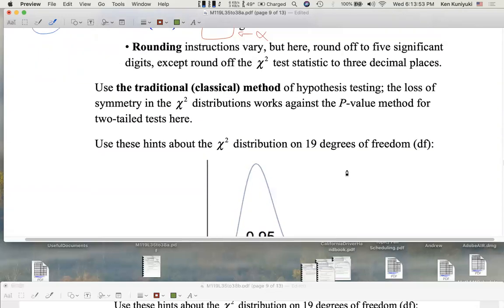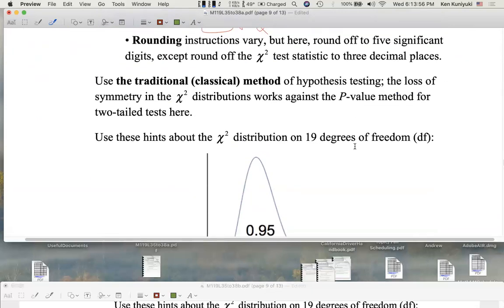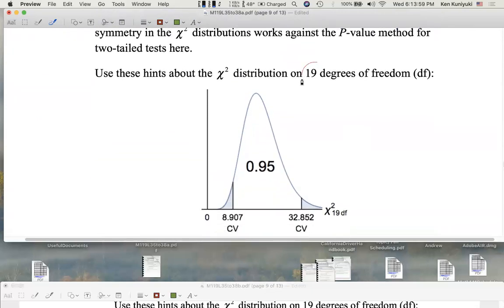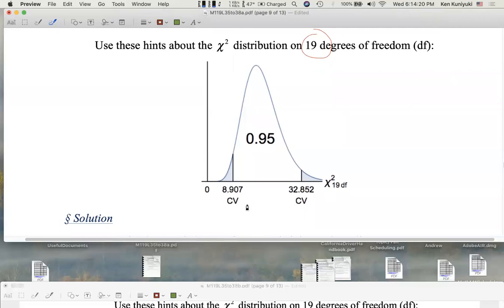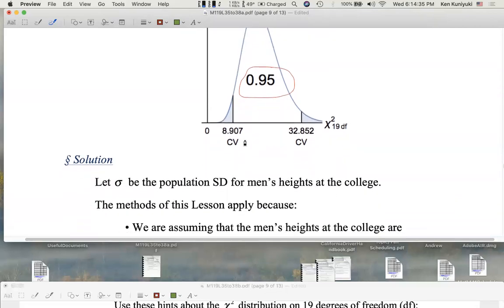And here's some hints. Bear in mind, the sample size was 20, so we're going to use the chi-square distribution on 19 degrees of freedom. I wouldn't trick you there. Here's the density curve. Remember, it's asymmetric. It is not symmetric. The possible values do not go to the left of 0. It turns out these will be the critical values that trap 95% in the middle for a chi-square distribution on 19 degrees of freedom. So I think we're going to see these things later on.